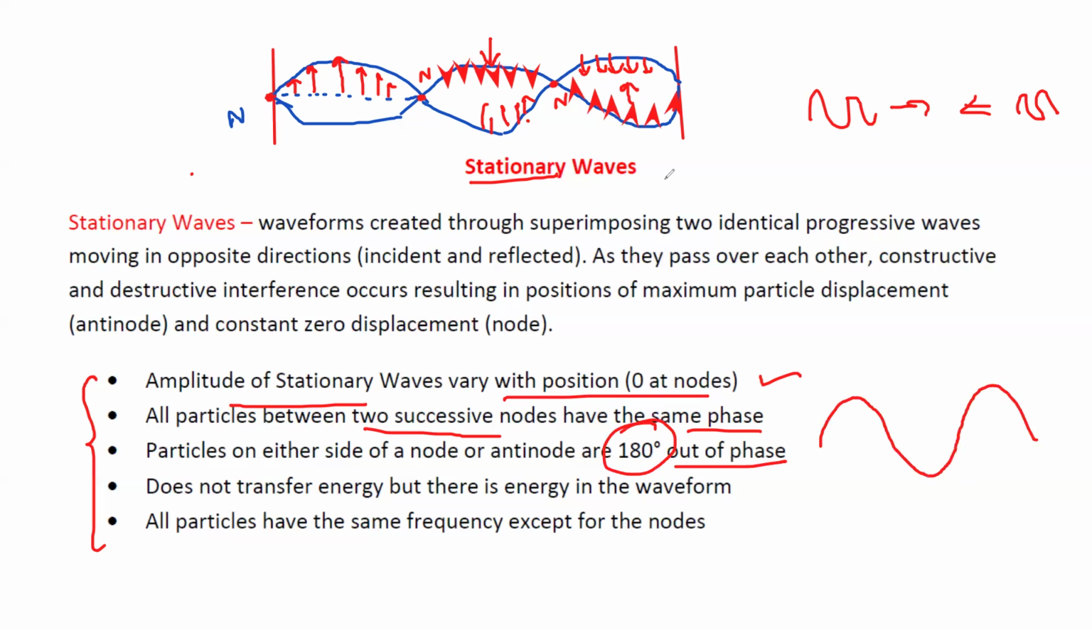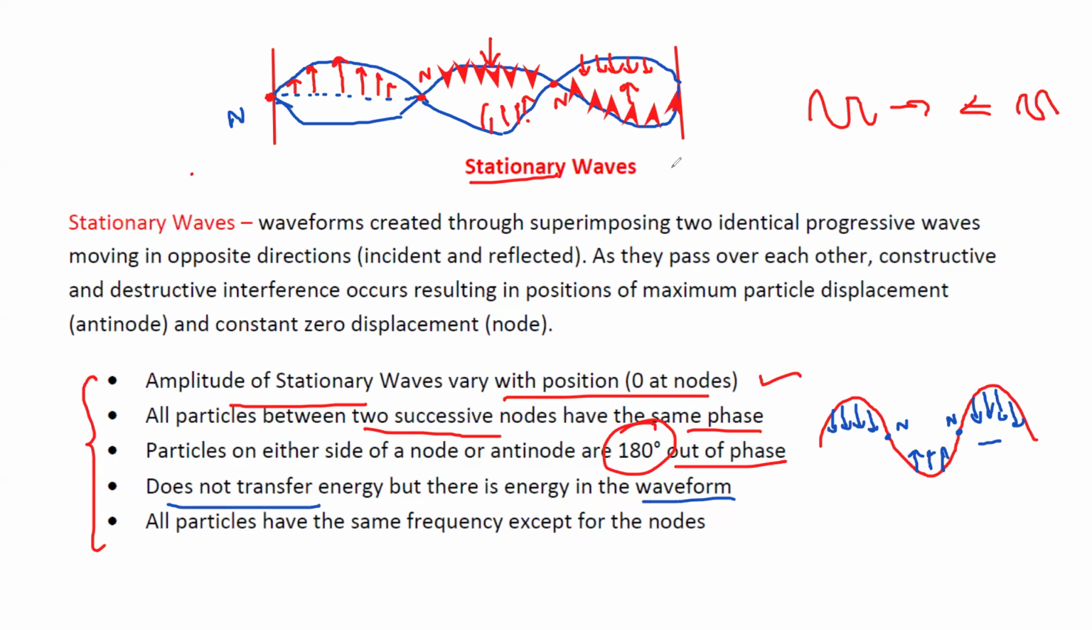So if I say this is a standing wave and here is a node, and this group of particles is going down, this group of particles is going up. Say another node is there, so this group of particles is going down, the other group is going up. So on either side of the node, the right and left hand side, the particles are 180 degrees out of phase.